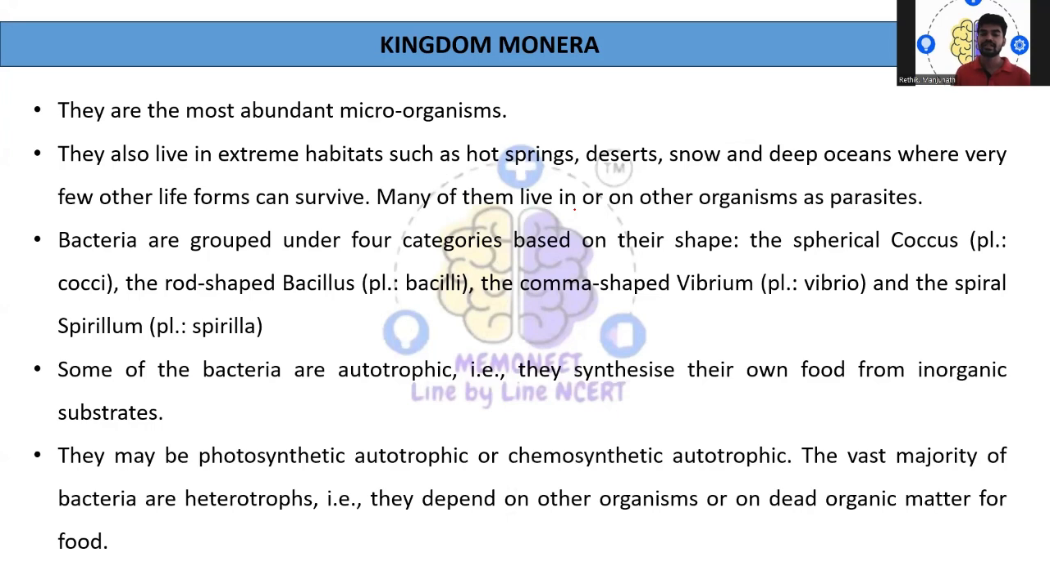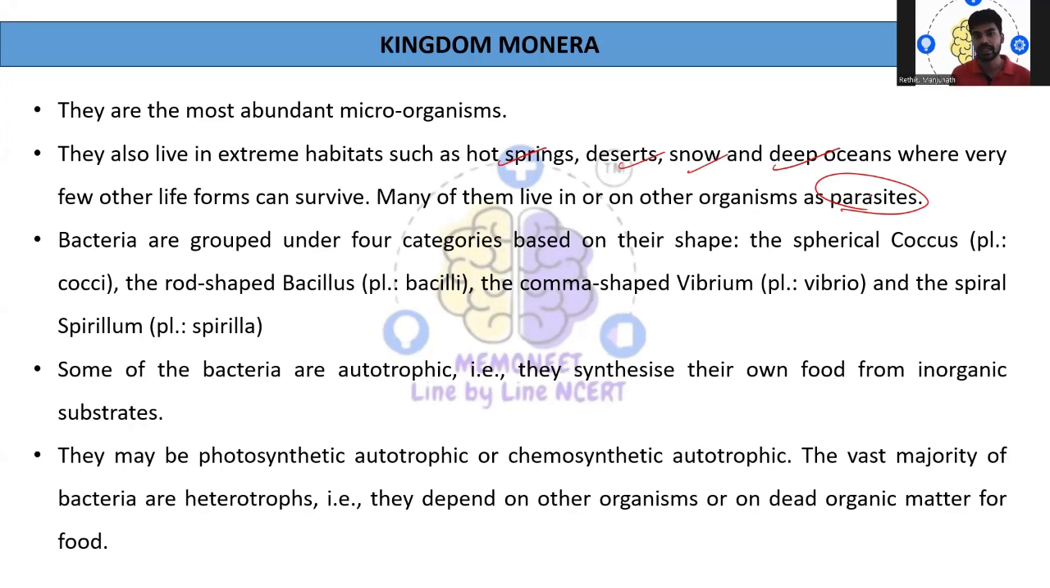Next, the first thing we are going to learn about is the kingdom Monera. They are the most abundant microorganisms that you are going to find almost everywhere. They also live in extreme habitats where you cannot imagine even a life, for example hot springs, deserts, snow, and deep oceans, where even a few other life forms cannot survive. Many of them live in or on other organisms, inside the host or on the organism. So the parasitic mode of adaptation can be seen in some of the kingdom Monera, and they are called parasites.